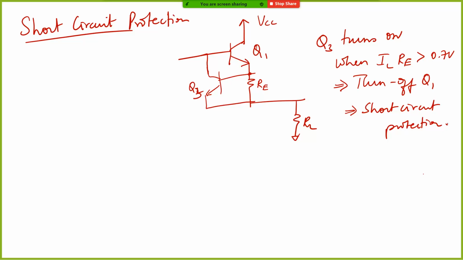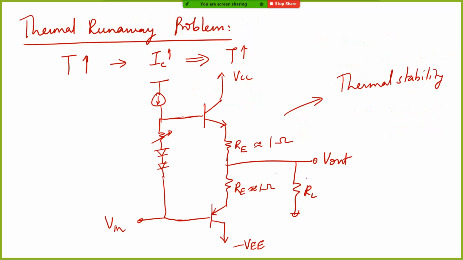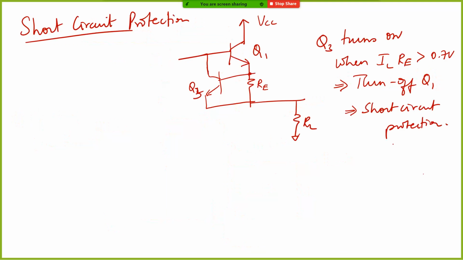Okay, and there are other ways of biasing these NPN and PNP transistors. Another option can be by using two emitter followers. So you can put an emitter follower here at the base of Q1, another emitter follower at the base of Q2, such that you can adjust the DC bias appropriately, and you will be able to take care of the thermal runaway problem. You can take care of the short circuit problem as well.